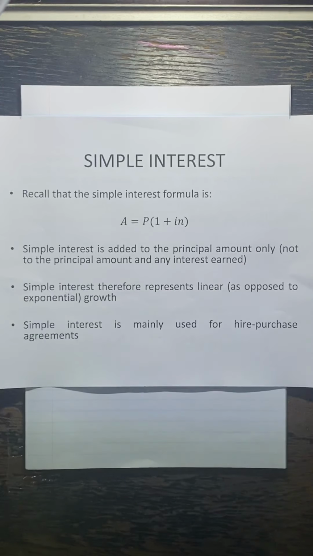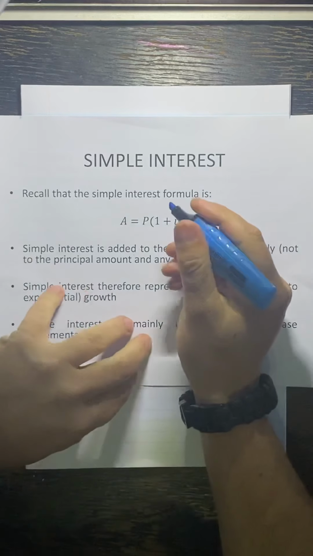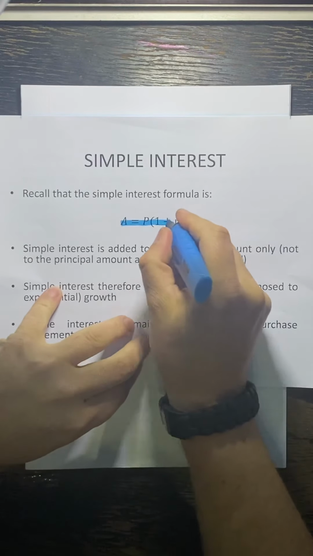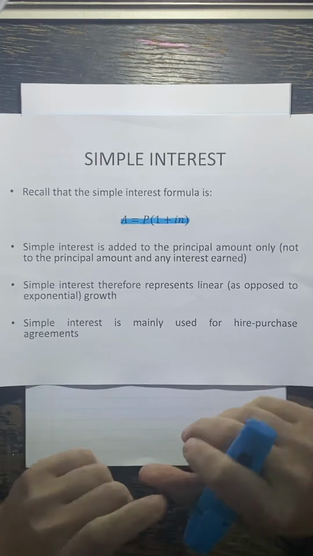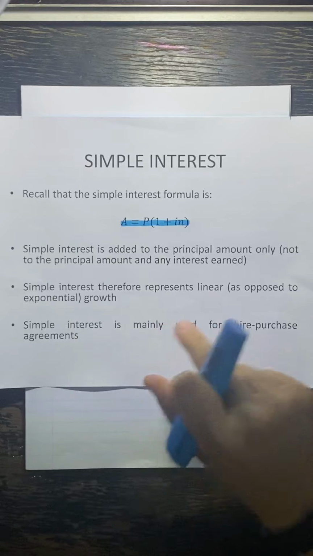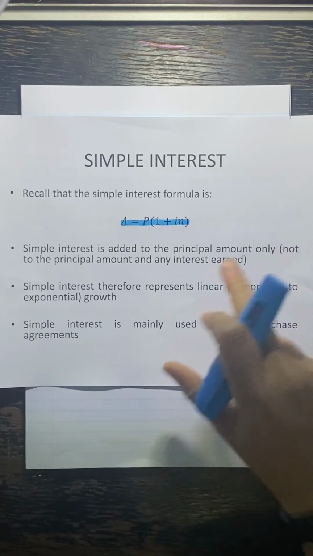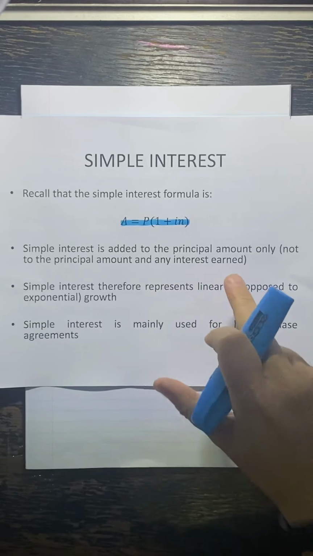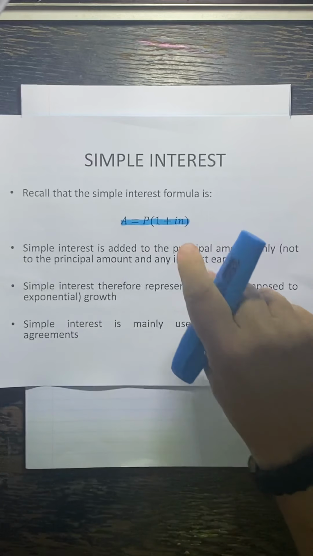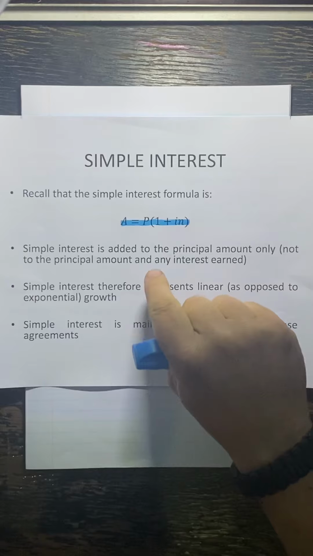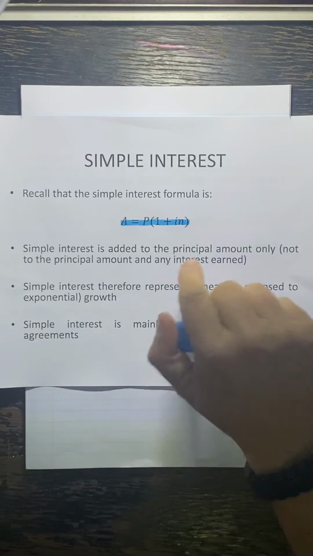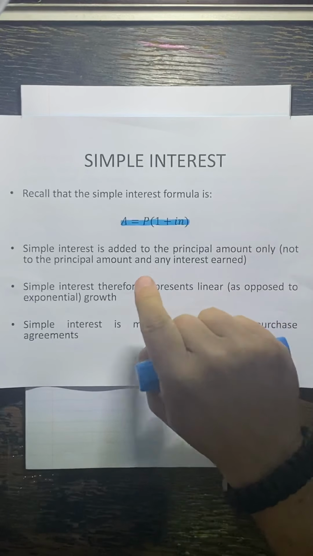As you guys remember from last year, you did simple interest, and the formula for simple interest is this here. This will be given on your formula sheet. Just to remember though, simple interest is added to the principal amount only, not to the principal amount and any interest earned. Basically what that means is you will only get interest on what you deposit. So if you deposit 2,000 Rand, you will only get interest on that 2,000 Rand.